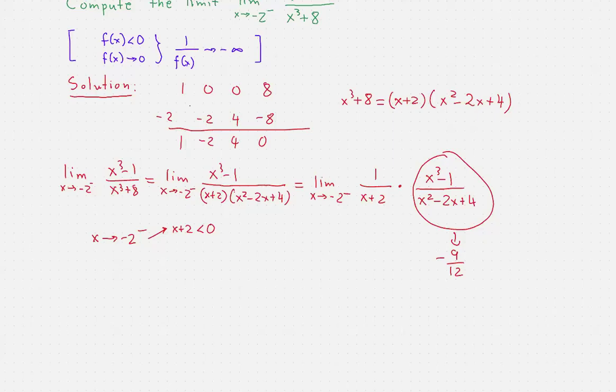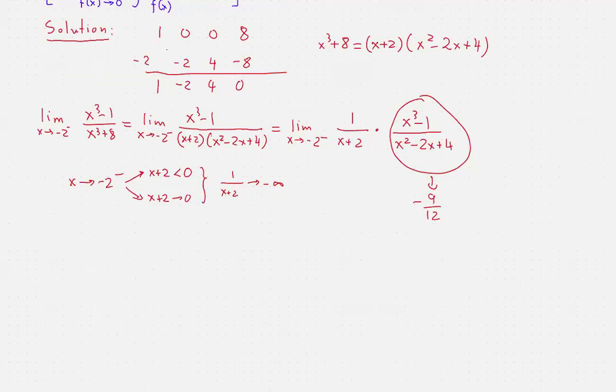So we have really, really small negative numbers, which means that 1 over x plus 2 will tend to -infinity. So now we can put everything together. So this tends to -infinity. And so we have the product of two quantities, one tending to -infinity, one approaching -9 over 12. Their product will approach +infinity. And that's it.